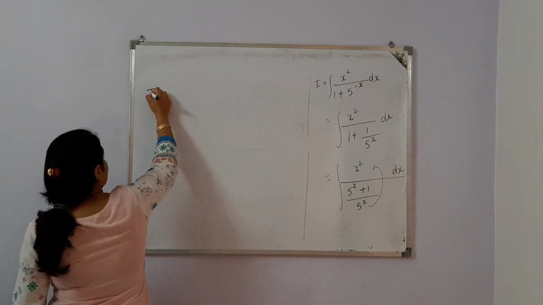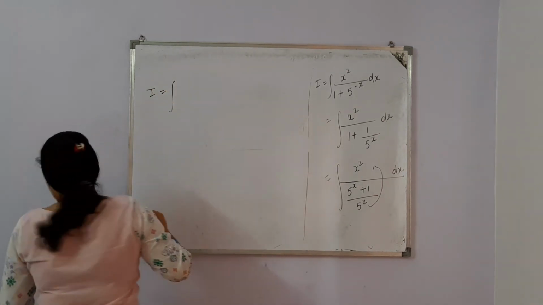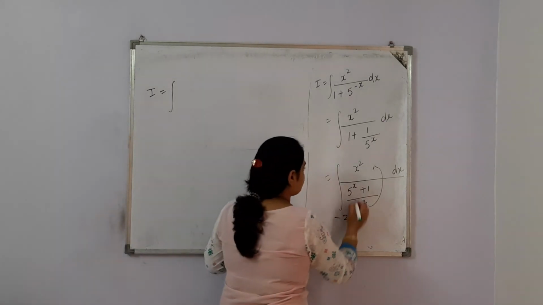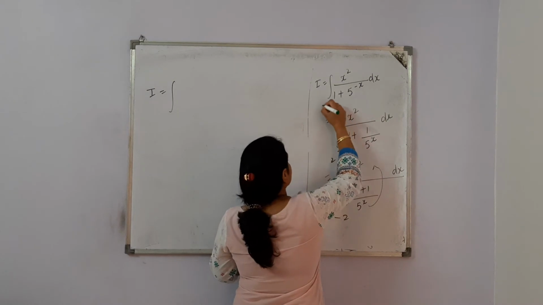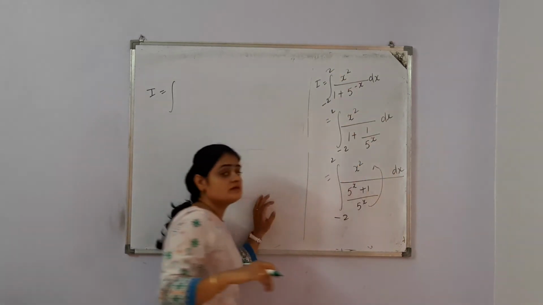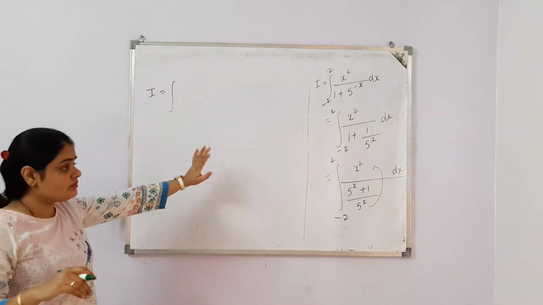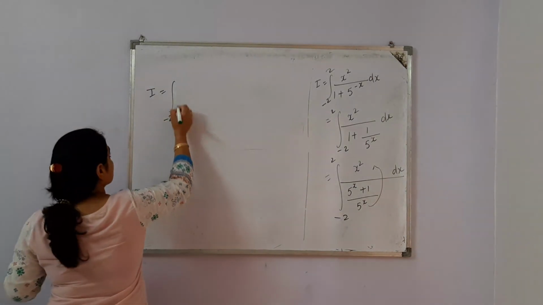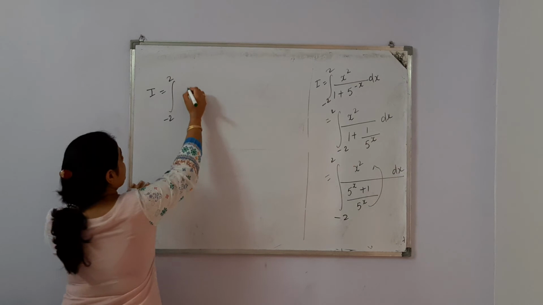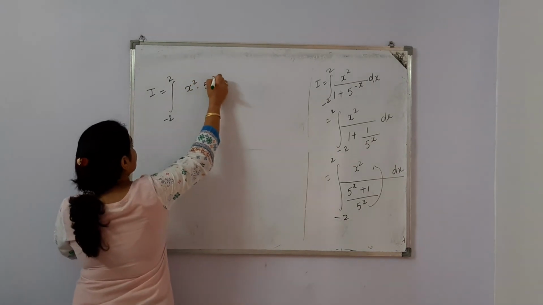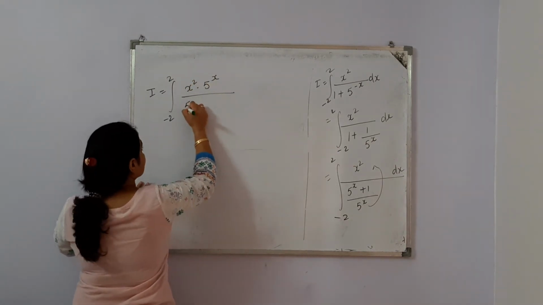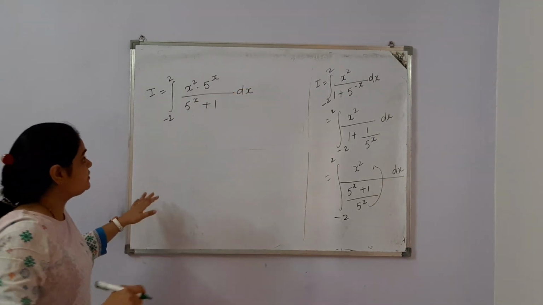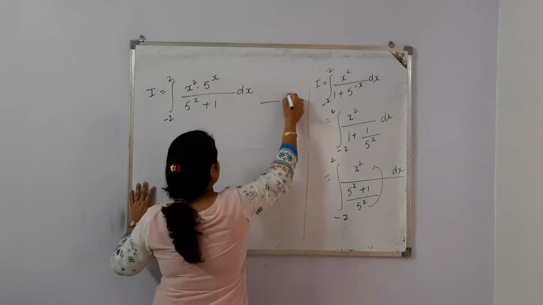So I is equals to, the limits are minus 2 to 2. I skip the limits, so kindly don't skip the limits. Don't skip the limits, otherwise your marks will be deducted. So limits are necessary to write. Minus 2 to 2, and it becomes x square into 5 raised to power x, 5 raised to power x plus 1 dx. Now this is your second, take it as second condition.